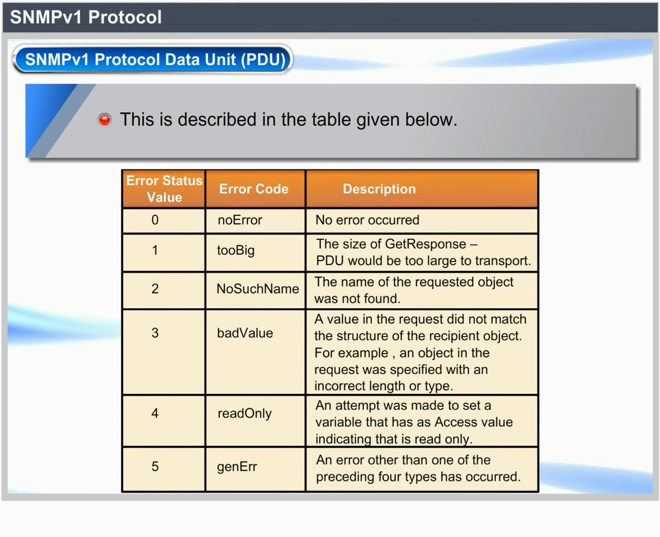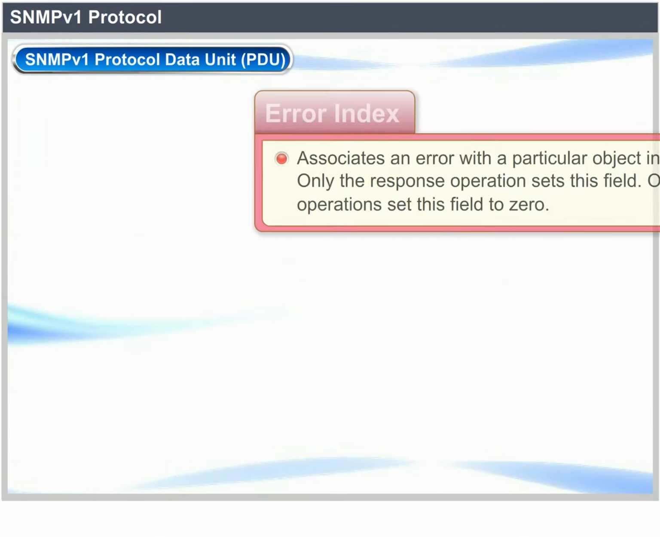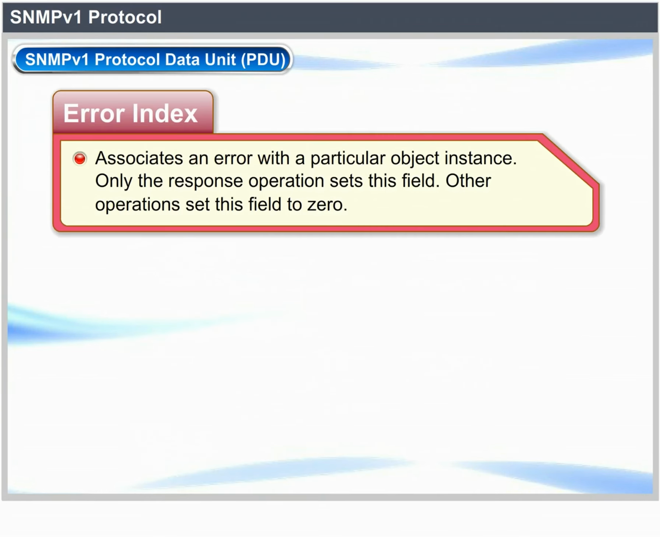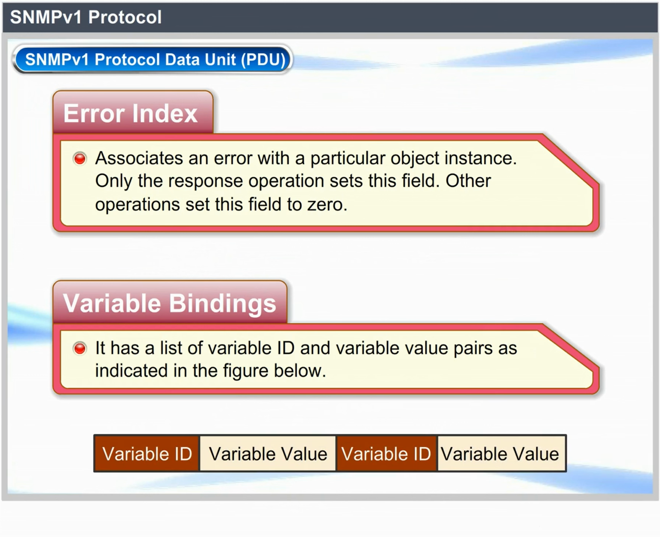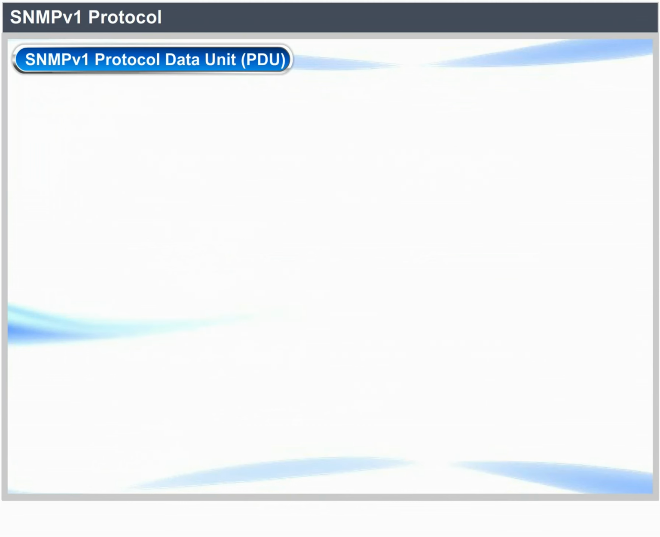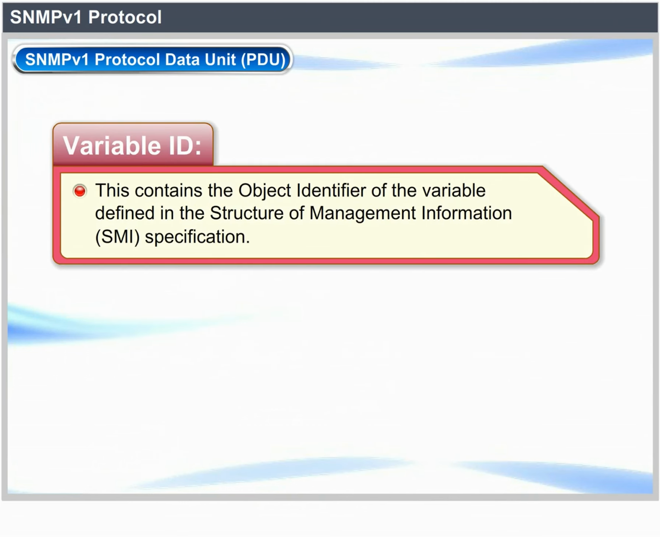Error index associates an error with a particular object instance. Only the response operation sets this field. Other operations set this field to 0. Variable bindings. It has a list of variable ID and variable value pairs as indicated in the figure below. Variable ID. This contains the object identifier of the variable defined in the Structure of Management Information or SMI specification. Variable value. This contains the value of the variable.